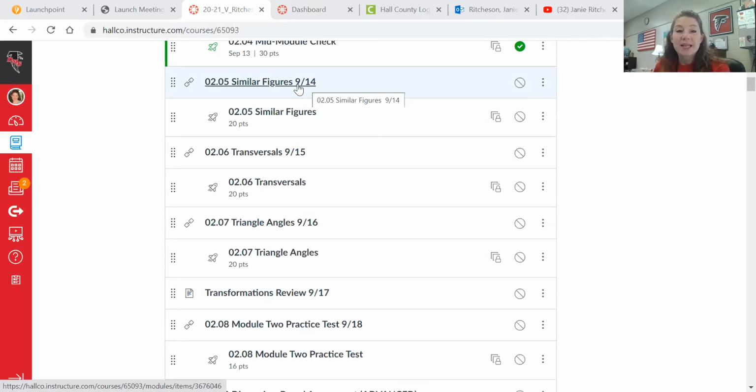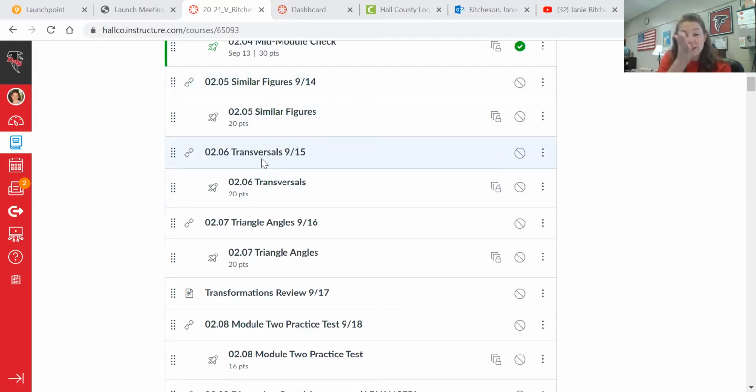Those corresponding angles are exactly the same measurement. Okay, so even though one triangle is smaller than another, the angle measurements are exactly the same. So we're going to look at transversals. So for example, let's say you have two parallel lines, and then you have a line that intersects both of them. That is a transversal.